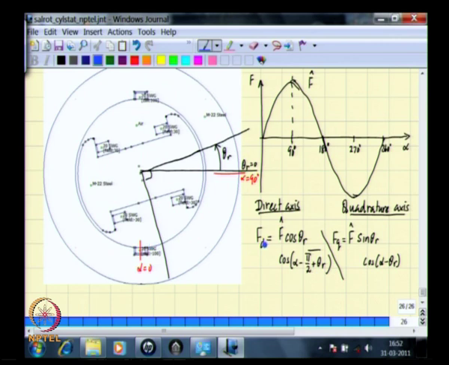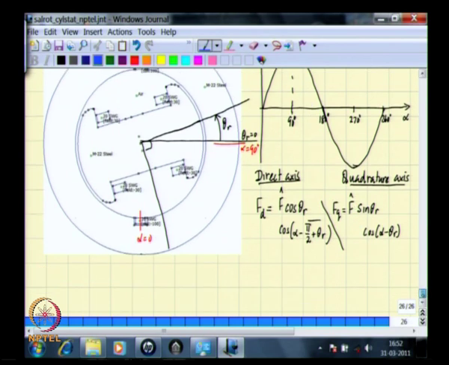If these two represent the original stator MMF resolved into two components, then it also stands to reason that if you add these two, you get the original distribution back. Do we get that? Let us try to add these two terms. Fd plus Fq is then equal to F hat cos theta r cos of alpha minus pi by 2 minus theta r plus F hat sin theta r cos of alpha minus theta r.